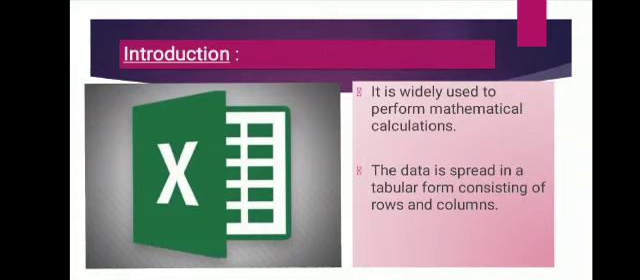Think of a spreadsheet as a collection of columns and rows that form a table. Alphabetical letters are usually assigned to columns and numbers to rows. The point where a column and a row meet is called a cell.